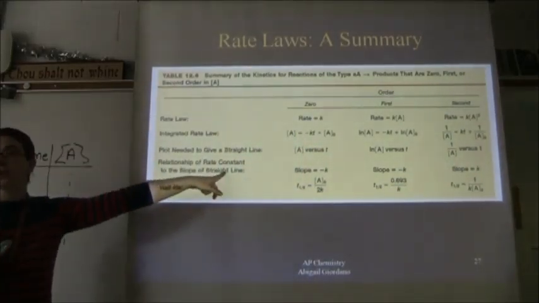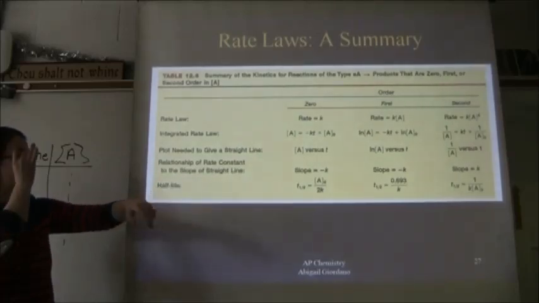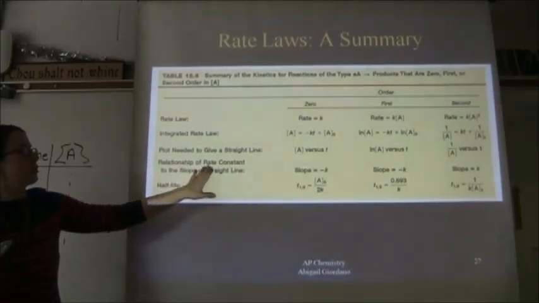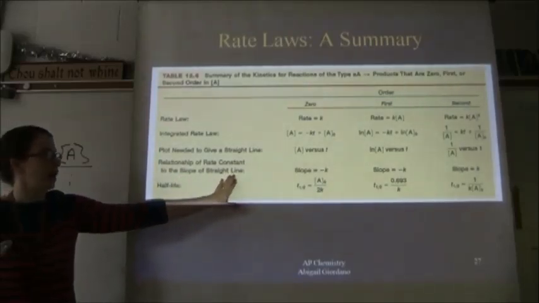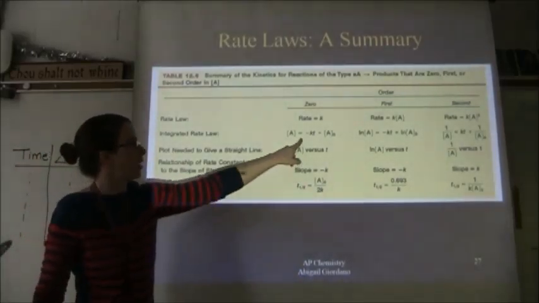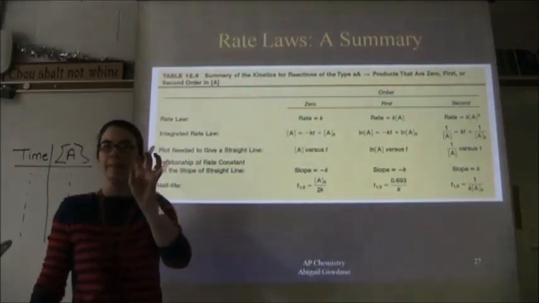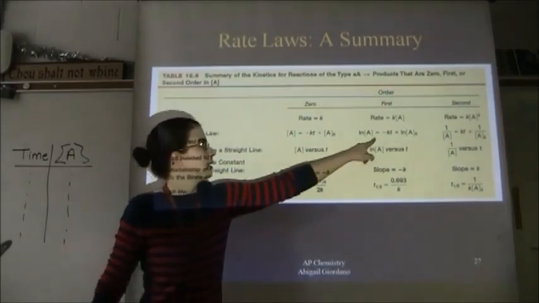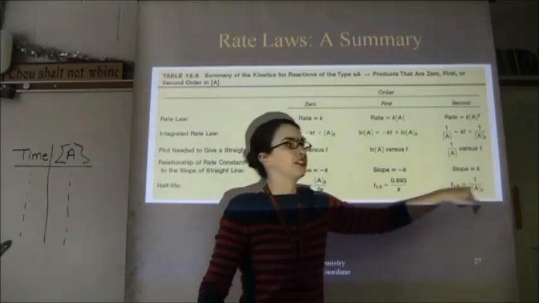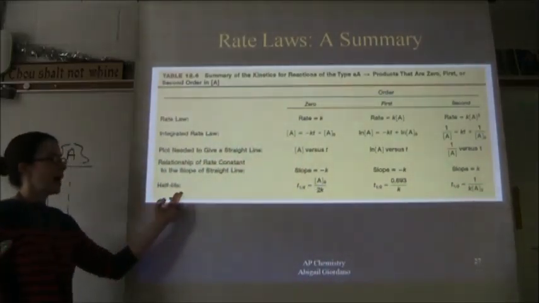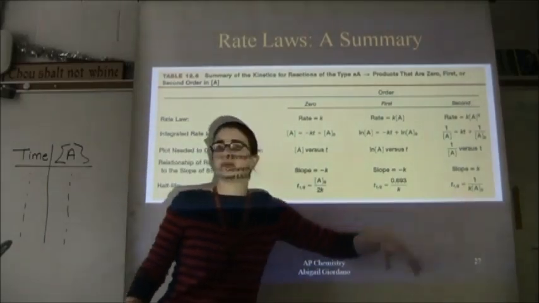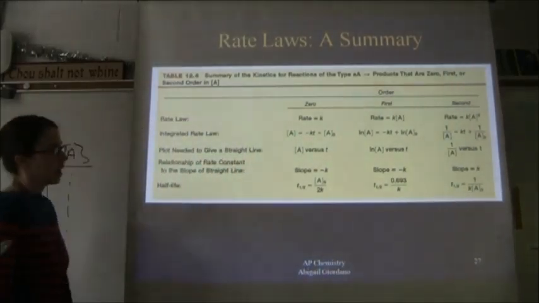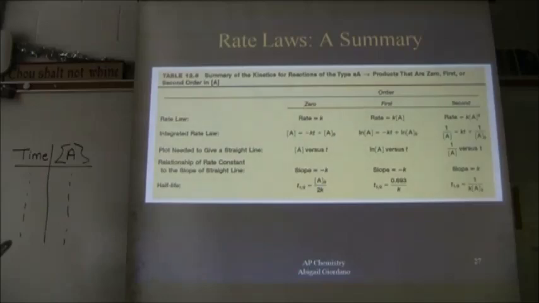Relationship, and this is important because you might be asked to solve for this sometimes. Relationship of rate constant to the slope of that straight line. Don't memorize it. It's there. What's in that position of m? Negative k, positive k. Half-life. This one is given to you on your equation sheet. These other two, you don't need to memorize. Okay? There's nothing to memorize. All right?